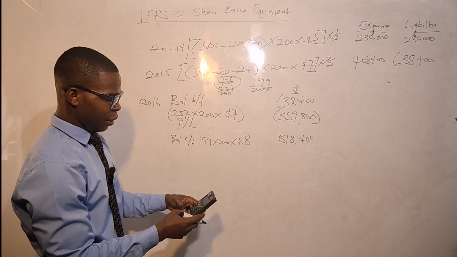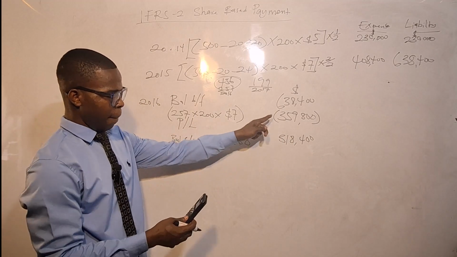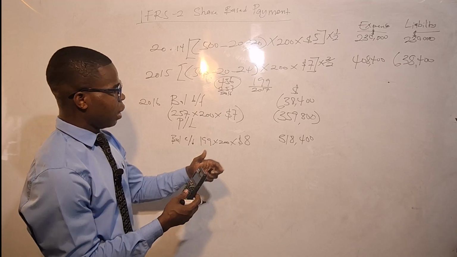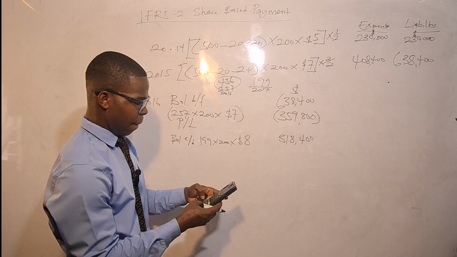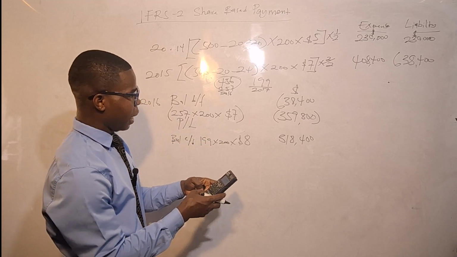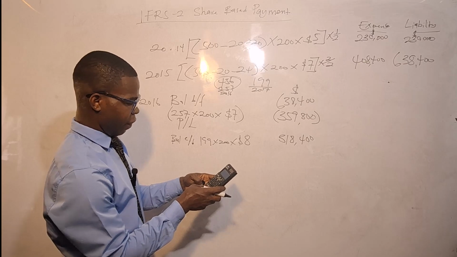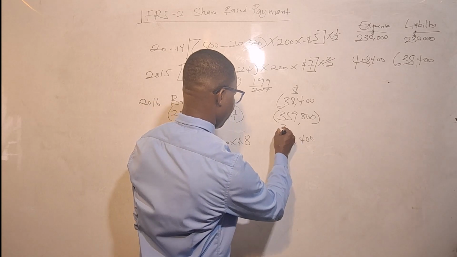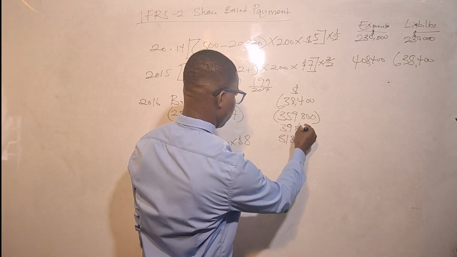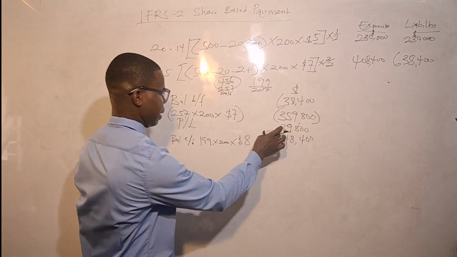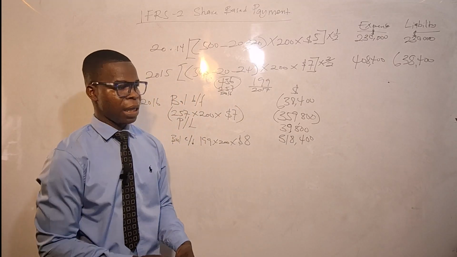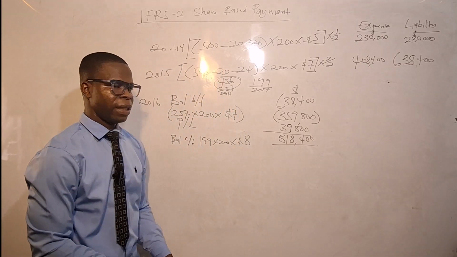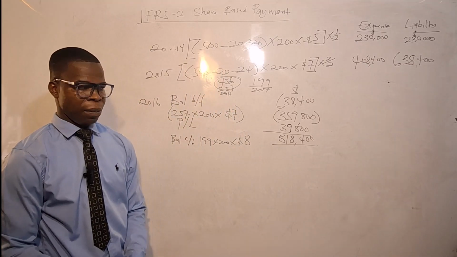So let's see, is there any difference? So this plus 359,800, then this minus whatever we are paying. If you can see, what we are paying is more than what we have there. So it will go to 39,800. The 39,800 will go to profit or loss account as an expense. This value here will go to our profit or loss account, $39,800.